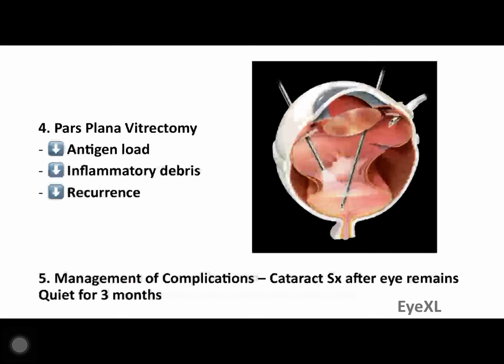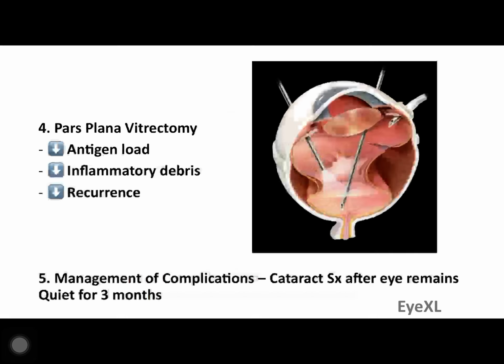So the principle is that vitreous is the primary site of inflammation. If you remove a part of the vitreous, then firstly the antigen load will reduce, because understand it is an autoimmune response. There is an autoimmune response against the vitreous. So if I remove a part of the vitreous, a part of the antigen is reduced. Secondly, any inflammation that has already occurred, the inflammatory debris, the macrophages, the lymphocytes, those are going to be removed. So again, a second immune response by the body is going to be reduced. And thirdly, the recurrence rate also reduces. So patients have been shown to improve after performing a pars plana vitrectomy.